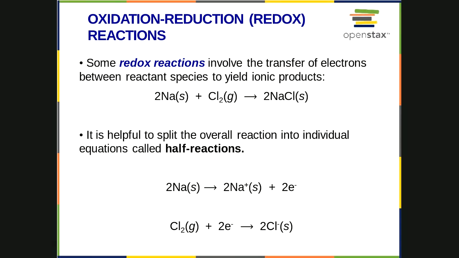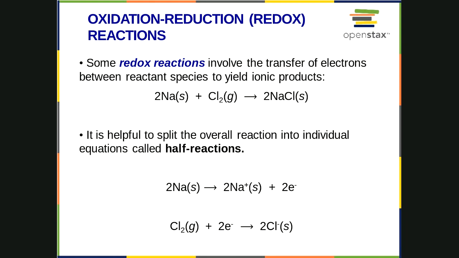Now, the definition of a redox reaction is very simple. A redox reaction is just any reaction where you see a transfer of electrons. Whenever you have a transfer of electrons in a reaction, you can consider that an oxidation reduction reaction.